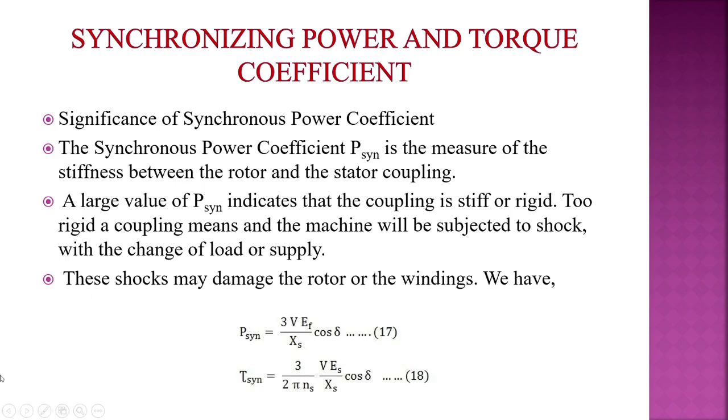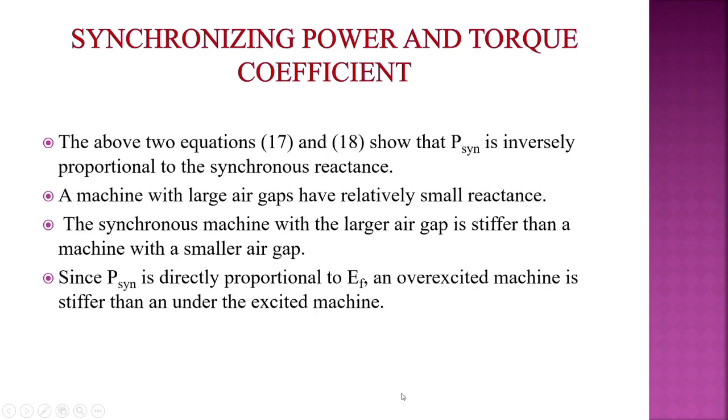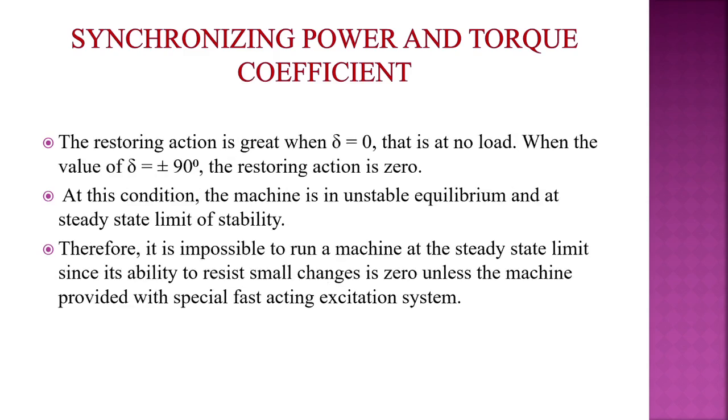So we have P sin is equal to 3 V E_F by Xs cos δ, and T sin is equal to 3 by 2π ns V E_F by Xs cos δ. So the above two equations show that P sin is inversely proportional to the synchronous reactance, and machines with large air gaps have relatively small reactance. The synchronous machine with a larger air gap is stiffer than a machine with a smaller air gap. Since P sin is directly proportional to E_F, an overexcited machine is stiffer than an underexcited machine.